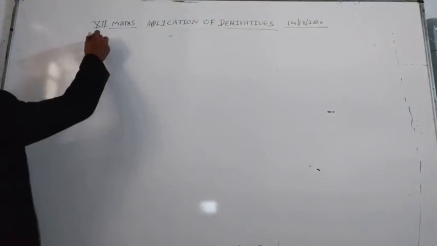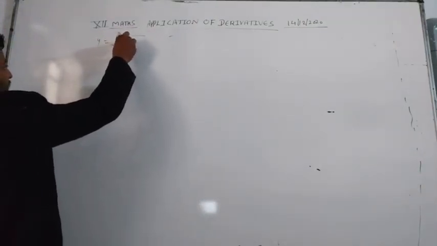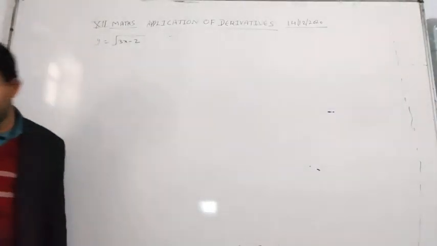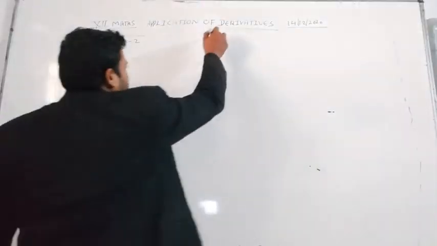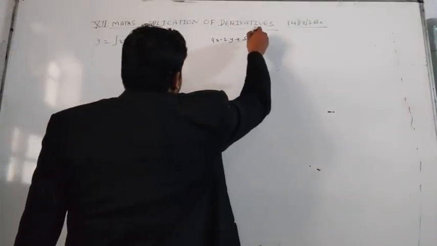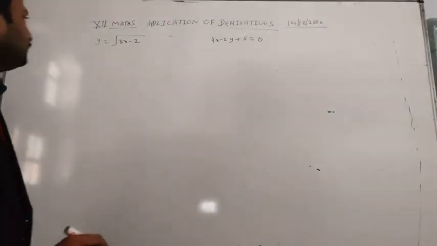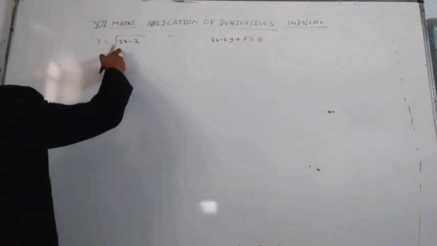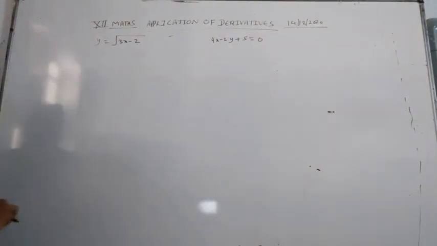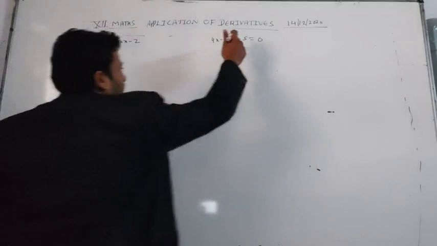Our next question is: find the equation of tangent to the curve y is under root 3x minus 2, which is parallel to the line 4x minus 2y plus 5 is equal to 0. Okay, so this is the equation of the curve, and we have to find the equation of tangent to this curve, which is parallel to this line.